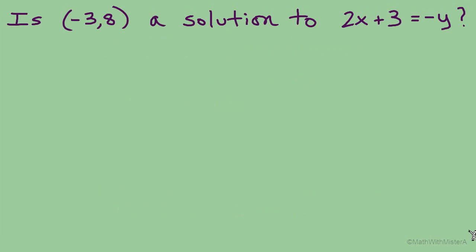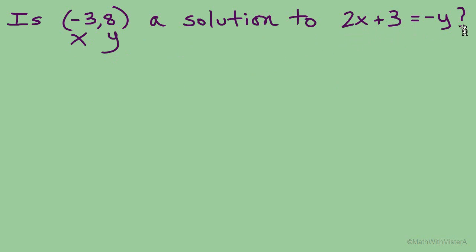Now let's go through a few types of questions that you can handle based on the information that we just covered. The first question: is (-3, 8) a solution to 2x + 3 = -y? We want to remember that a solution is what numbers can we put in place of the variables to make the equation true. This ordered pair gives us a value for x and a value for y, so we just need to check if x equals -3 and y equals 8, is our equation true?